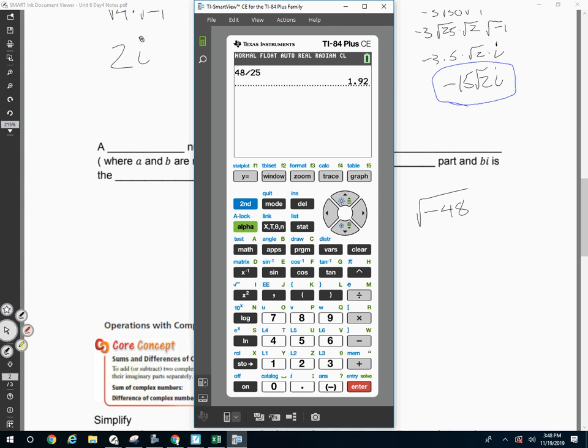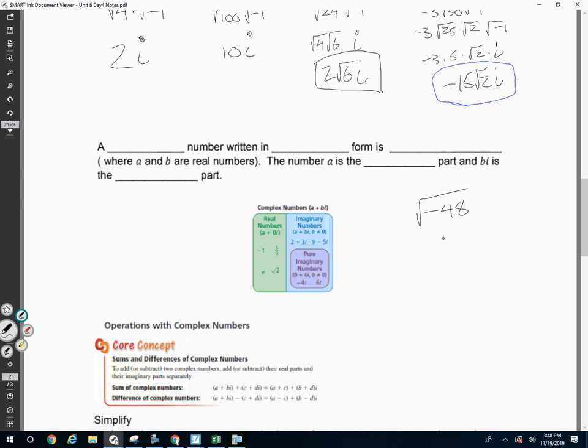16 and 3. That's what I want to use, 16 and 3. 16, 3, negative 1. 4 root 3 i. Let me give you another one. Square root of negative 54. Please simplify that for me.